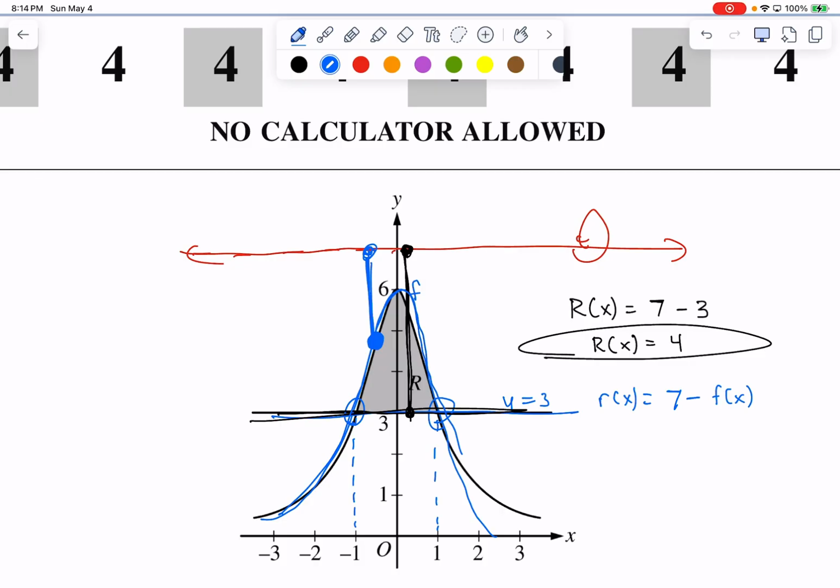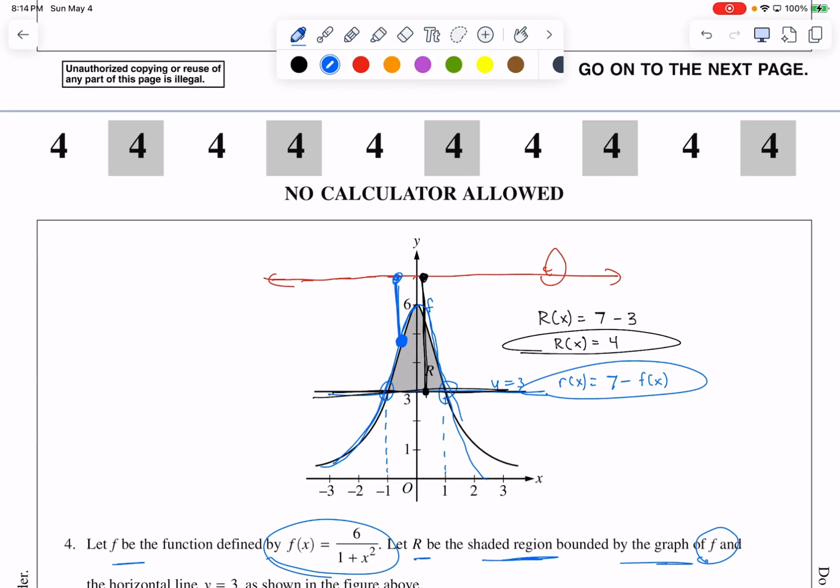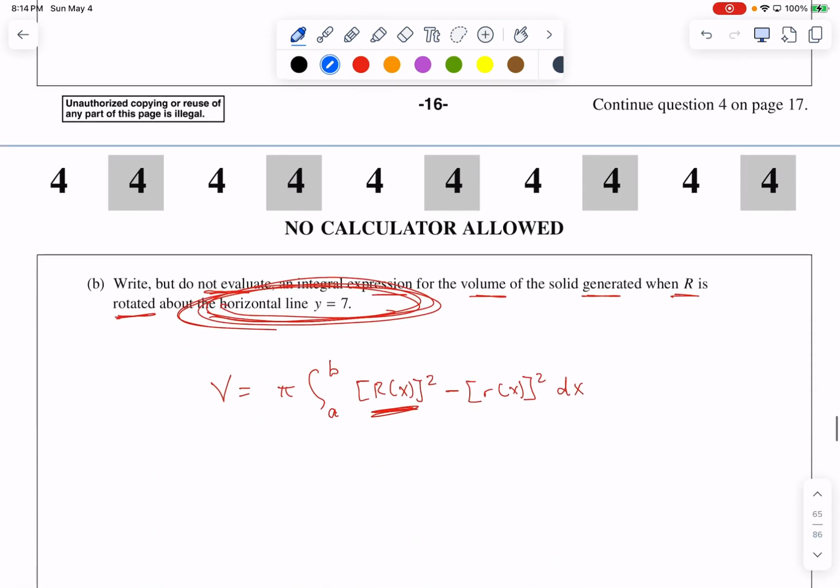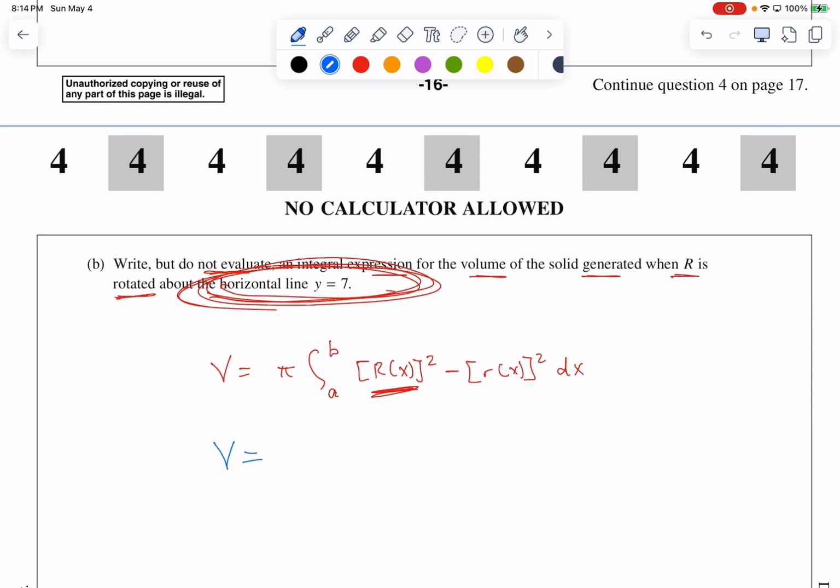So there, you've got your outer radius, you've got your inner radius, and here's the best thing about part B. It says write, but do not what? And it's still worth 3 points. Here we go. And ready, here's the best part: if you get the pi from -1 to 1 right, that's 1 point. And if that's all you can do, you can be like, I got 1 point.